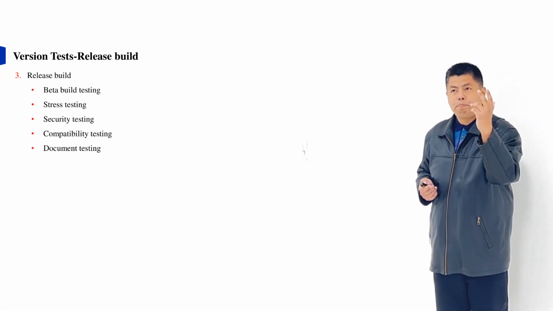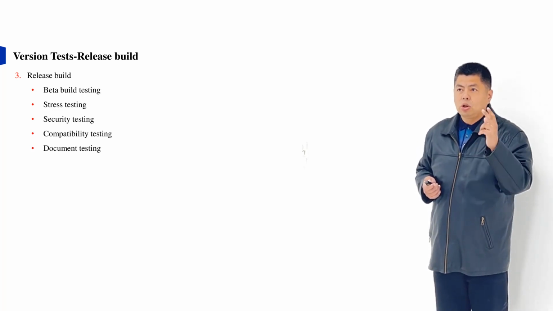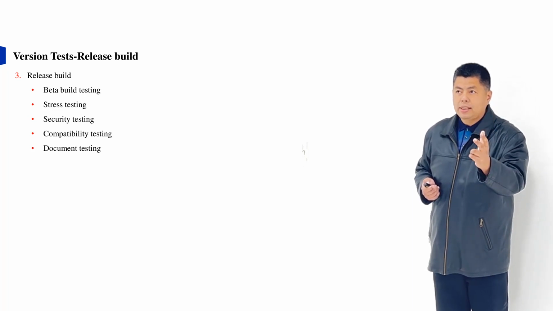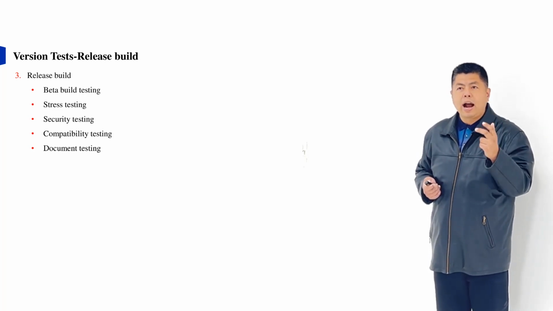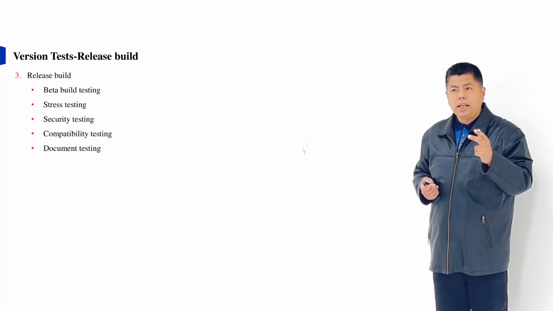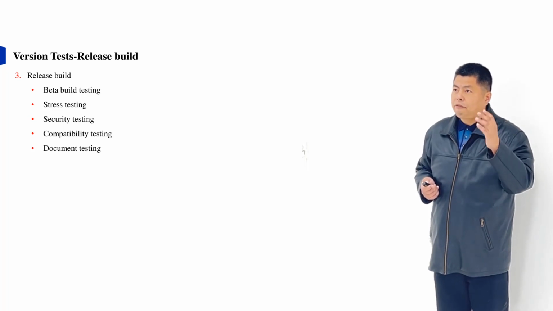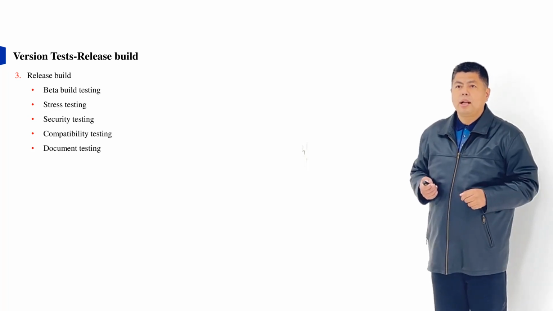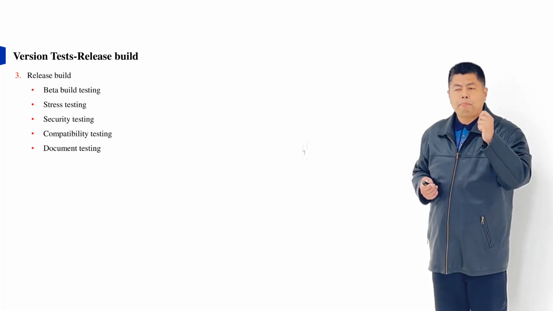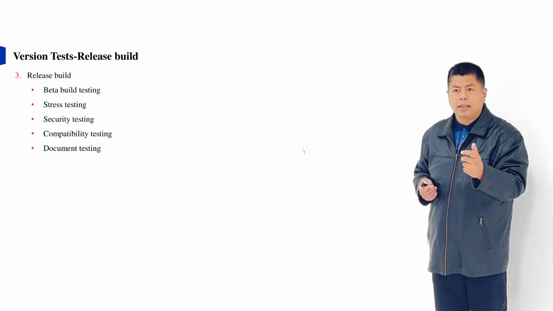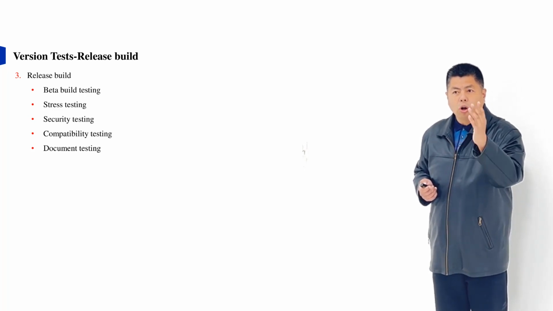Finally, we take the release build testing. Release builds in the community release plan include LTS versions released every 2 years, and the innovation version released every 6 months. A release build is an official version released by the community and has higher quality requirements. The test items include beta build testing, stress testing, security testing, capability testing, and in the end, document testing.